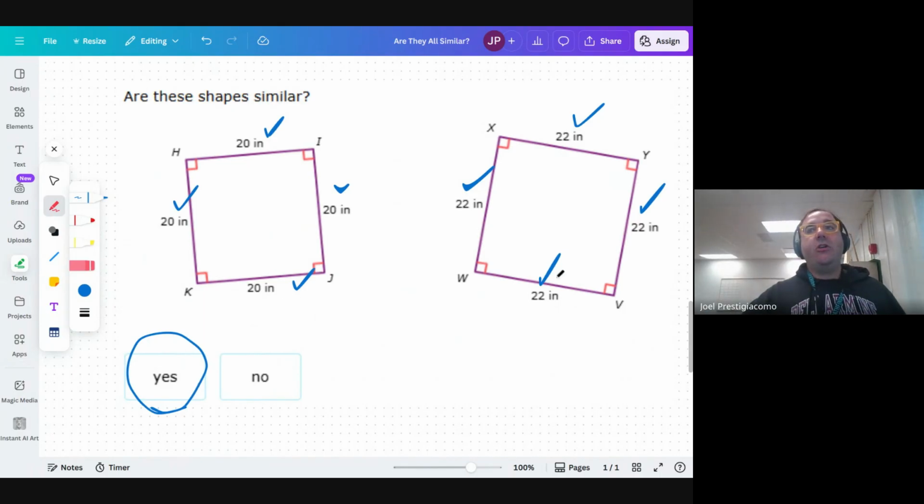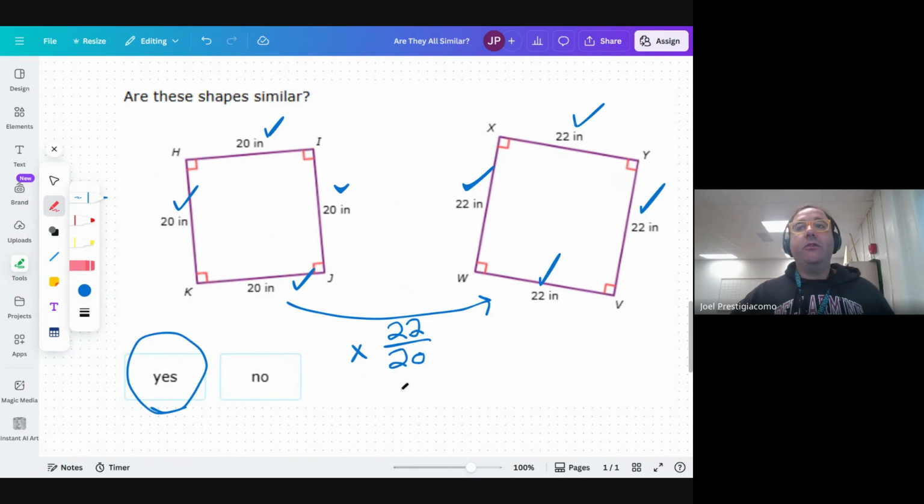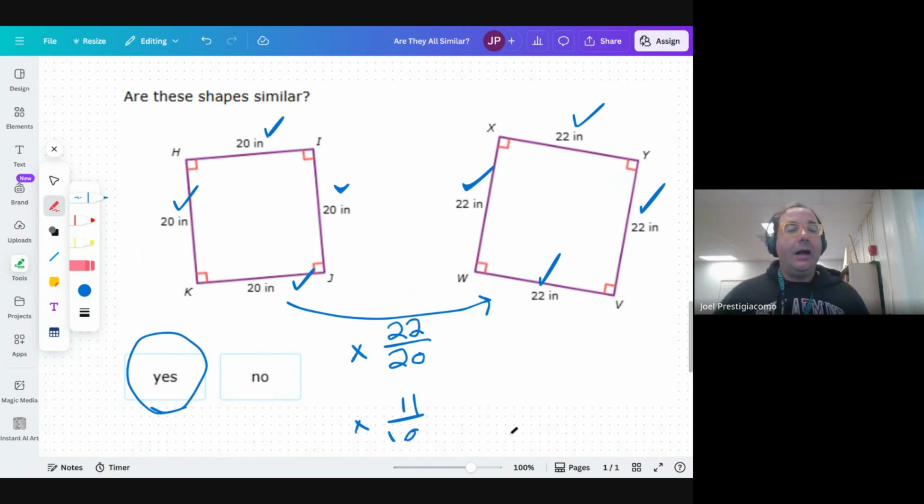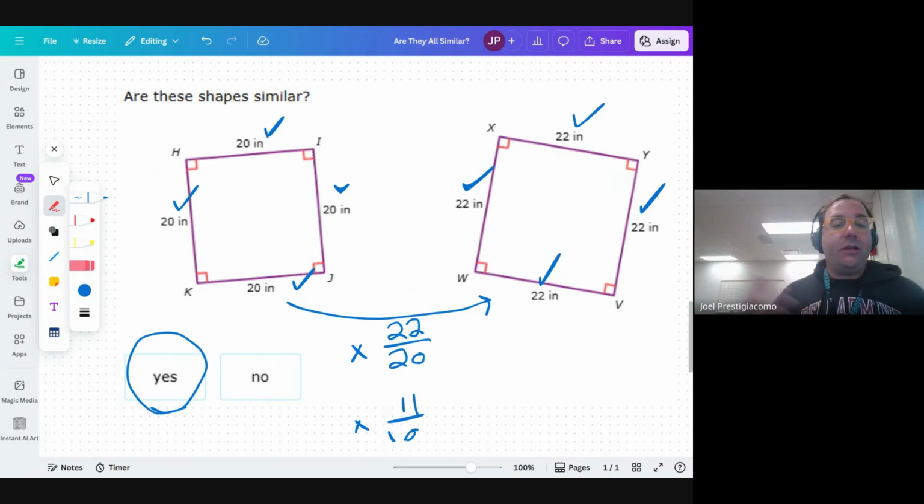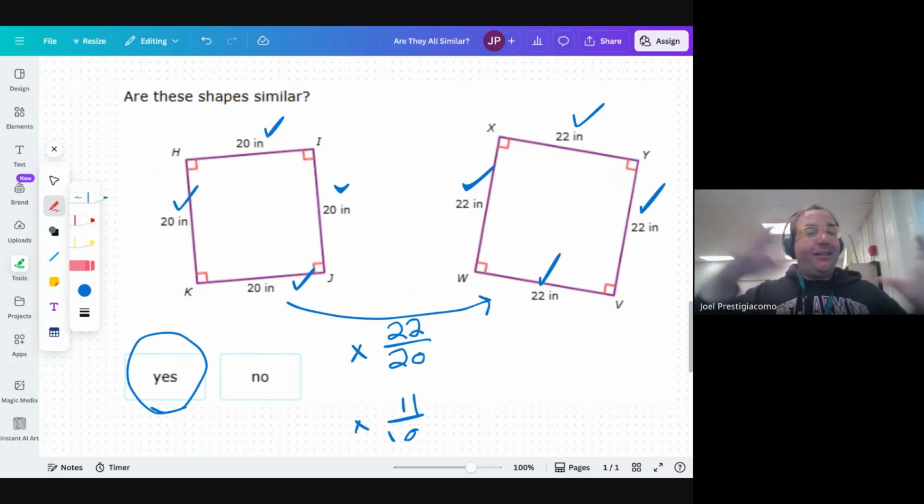So we see a ratio between the two of them. If we were to go from one to the other, we would be multiplying by the end over the start, which is 20 over 22, which again, this could also be 11 tenths, right? So it's just a little bit bigger, but that is fine, right? As long as the angles are the same and there's a constant ratio between the two of them, because all the side lengths are equal in each figure, they're squares, and so we know that that's going to hold.